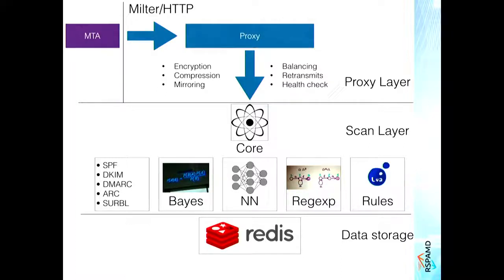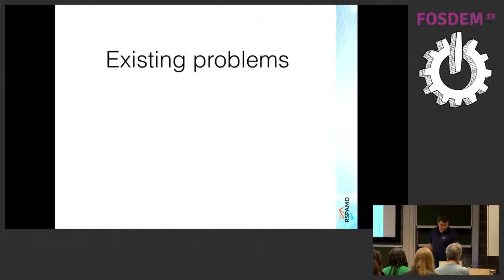And internally, it uses different things, and actually all of them, with the exception of Bayes, are used for now. So we use even neural networks. I'll talk about it a bit later because it's a bit of a tricky topic.